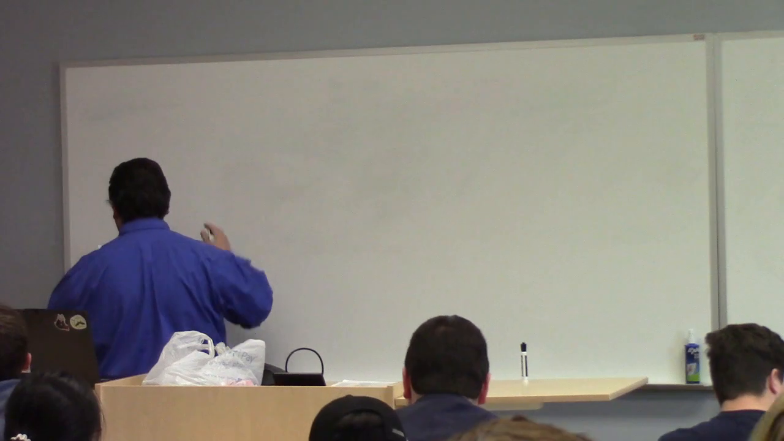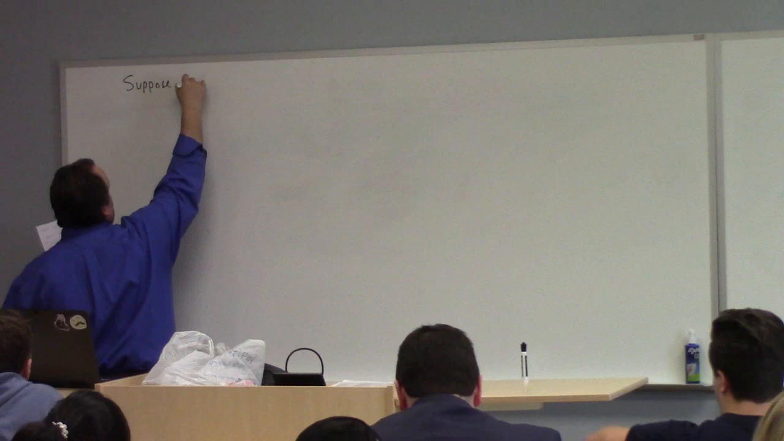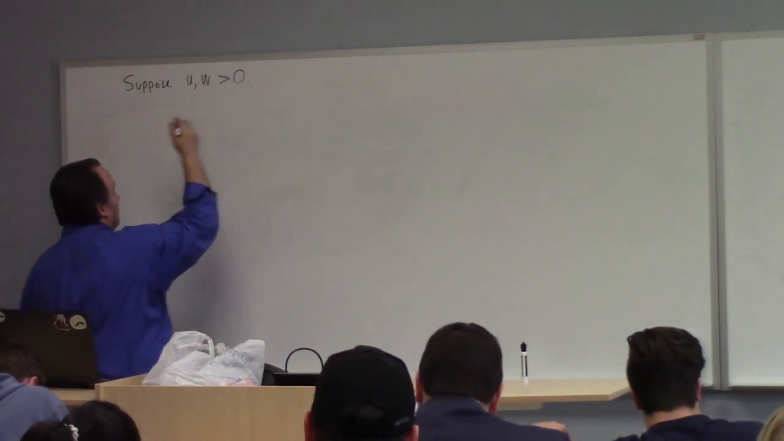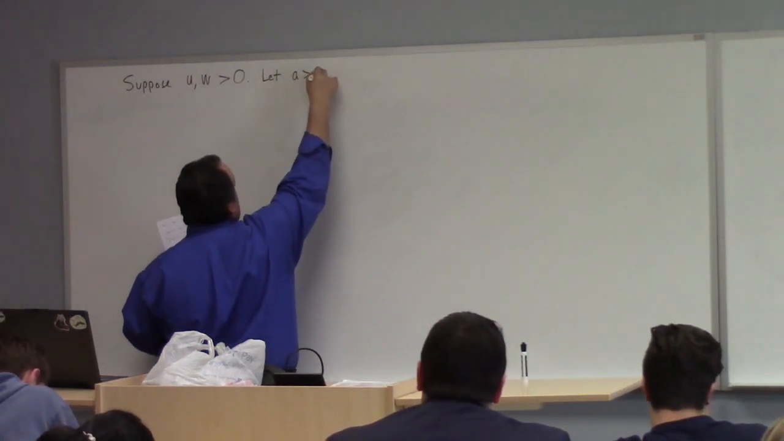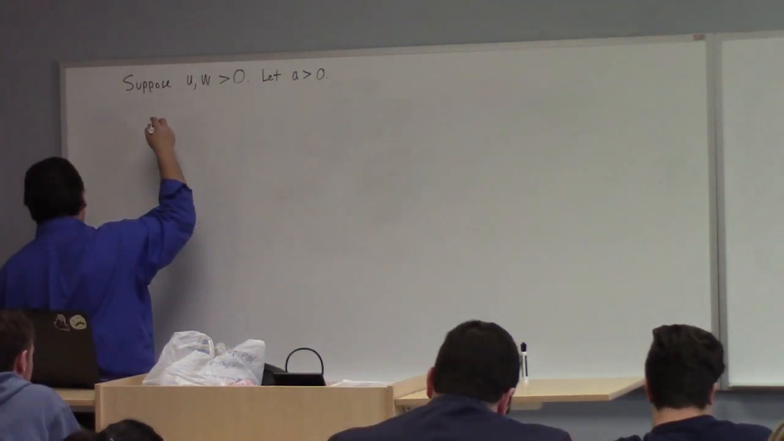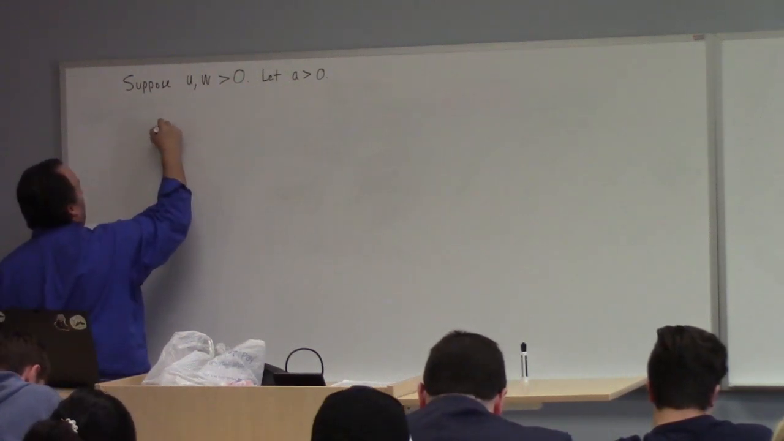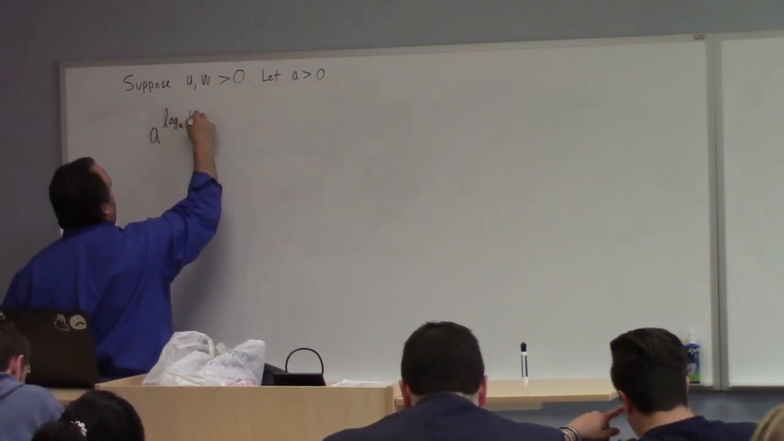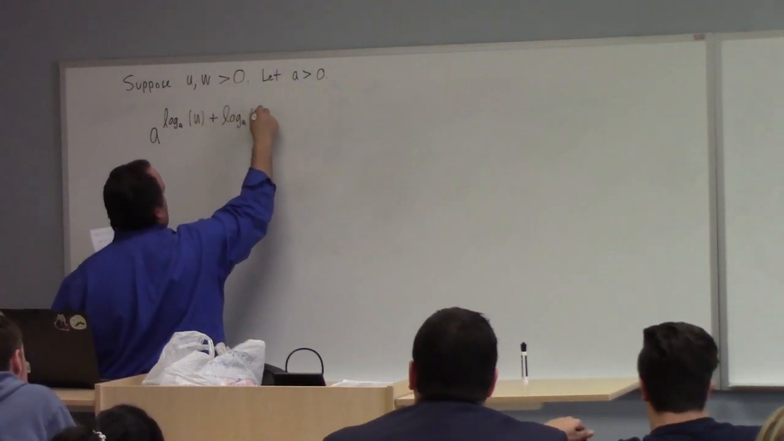All right, let me begin with a proof of something here. So suppose that U and W are positive. All right, and let A also be a positive number. All right, so check this out. If I have A to the log base A of U plus the log base A of W, what would that be equal to?